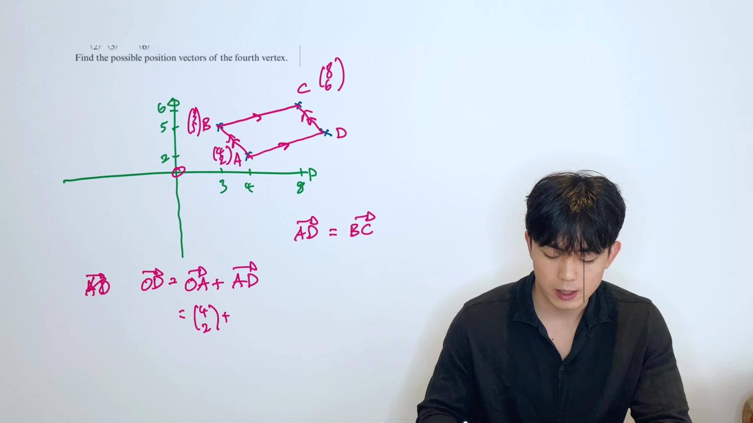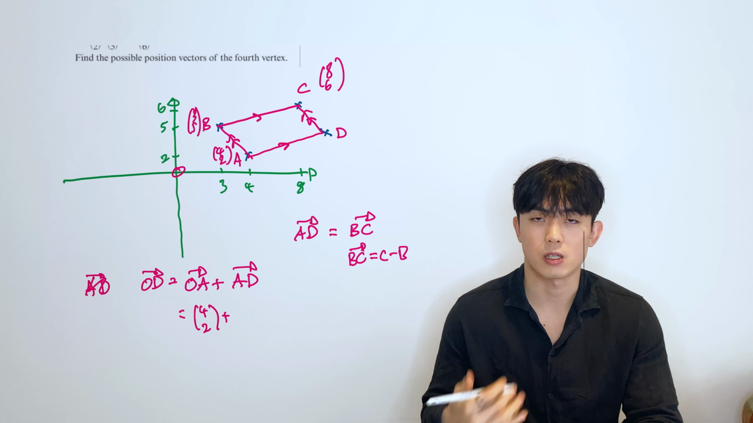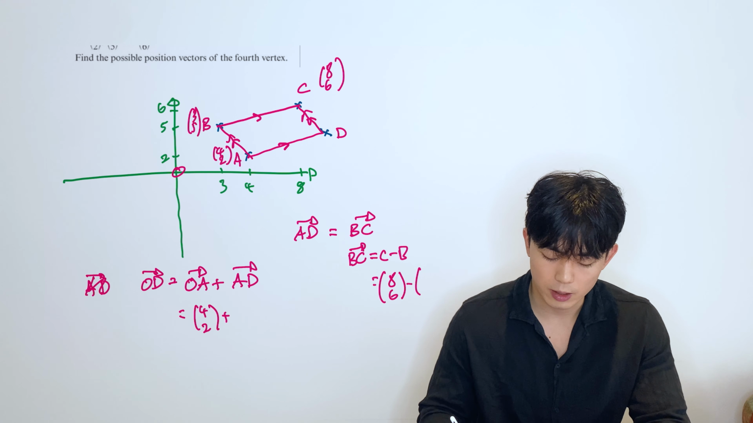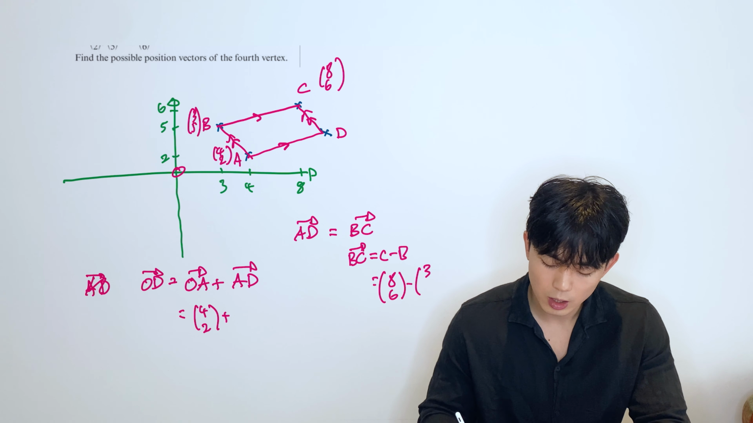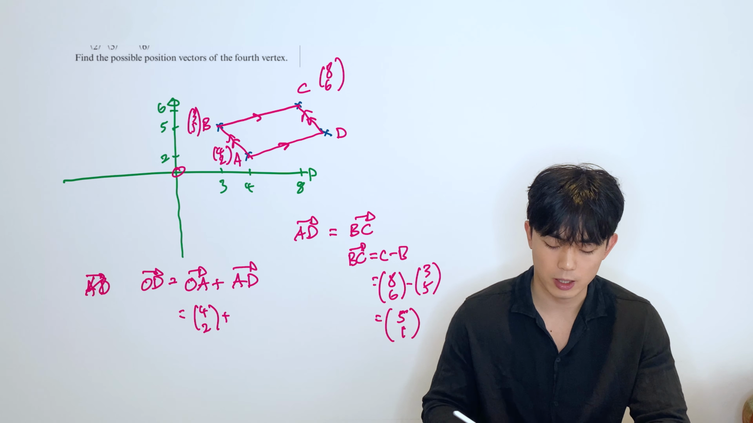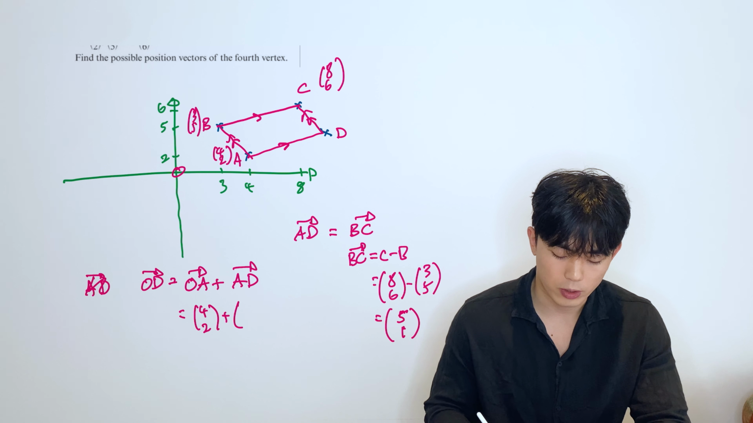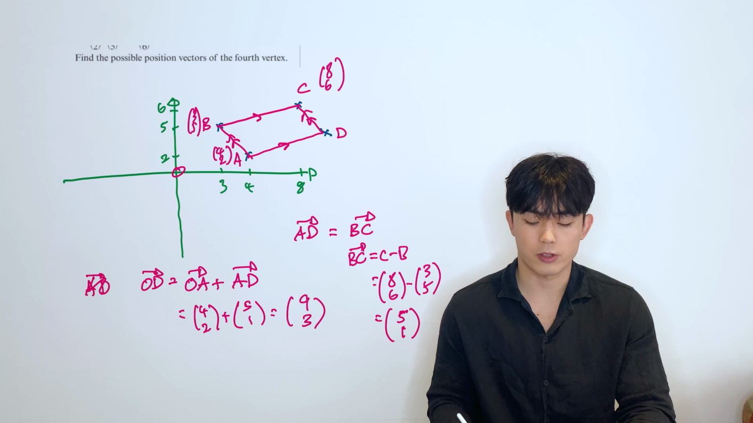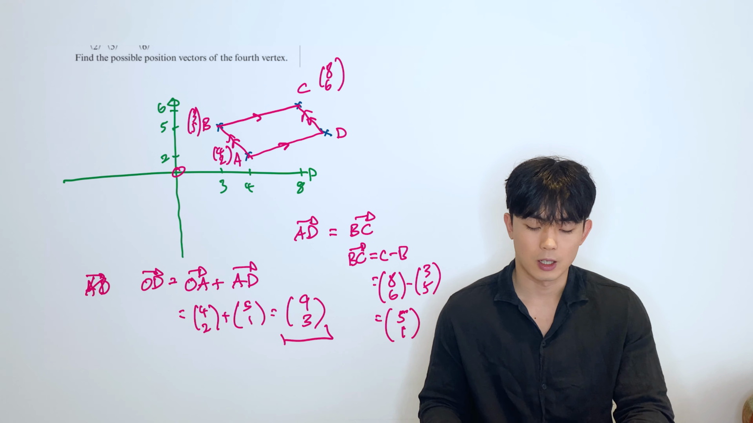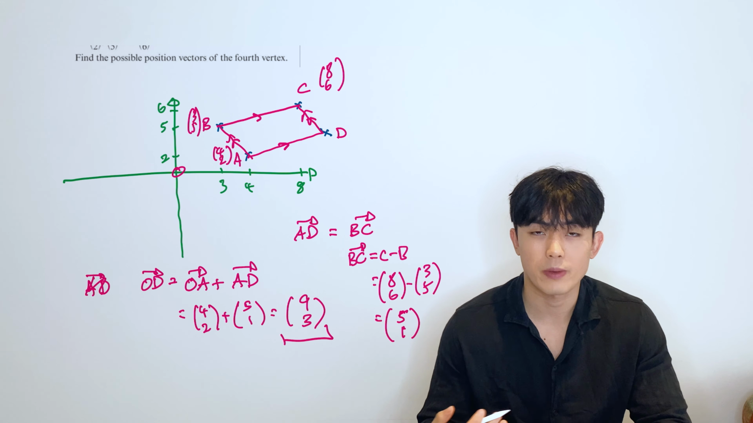So B to C, as I said, is the same thing as C minus B, the position vector of C minus the position vector of B. So C is 8, 6 minus 3, 5. So this is going to be 5, 1. This is the direction vector B to C, which in turn is the direction vector A to D. So we just have to add 5, 1 to here to get the position vector of one possible answer for a vertex of D, which would be 9, 3. Alright, so that's one possible solution. We just have to find the second solution.